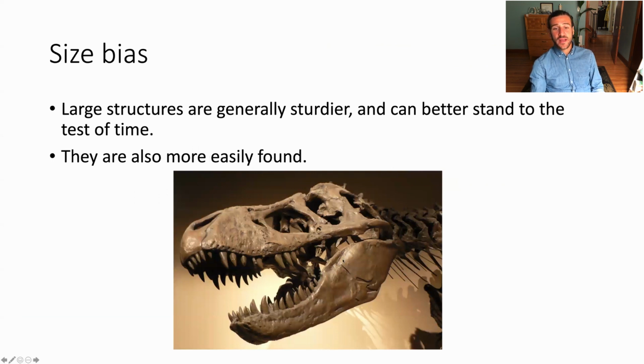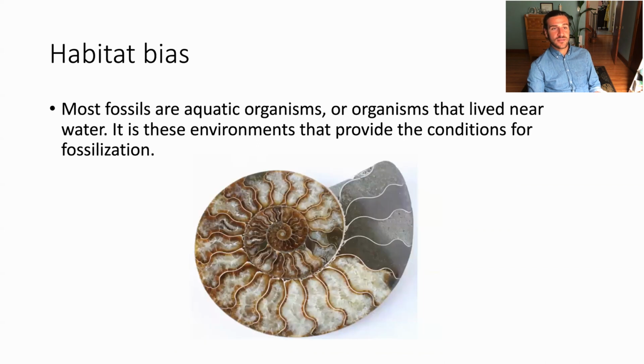We have a size bias. Larger organisms are made up of hardier and larger structures, and so they're going to stand the test of time, right? A T-Rex skull is huge and extremely sturdy. So not only are they going to stand the test of time, these structures are going to be much more difficult to erode over time. They're also a lot more easily found. So there is a size bias. Larger organisms tend to be found more than smaller organisms.